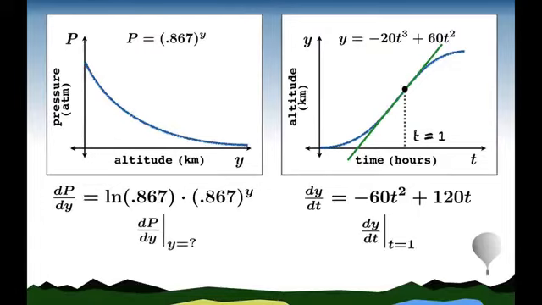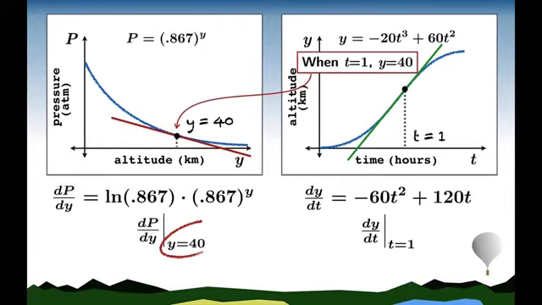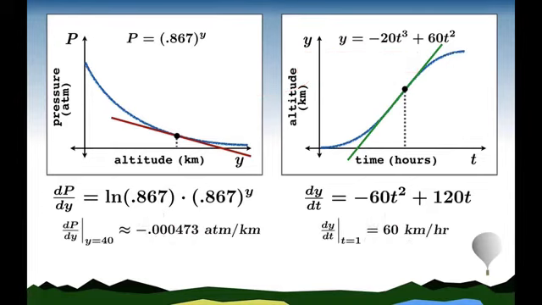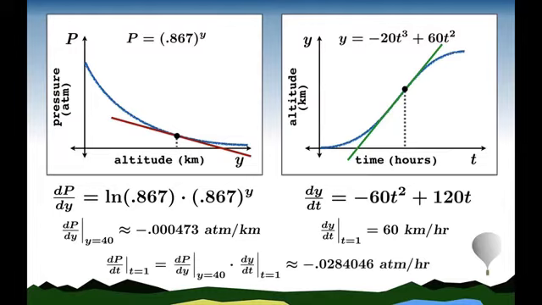For dp/dy, we need to know the correct y to use. But we can easily figure this out. The observation is that when t equals 1, y equals 40. So it's really when y equals 40 that we should be concerned. So we can plug y equals 40 into the left side and t equals 1 into the right side, and we will have the appropriate rates of change, which we can then multiply together to get dp/dt when t equals 1. In this case, we get about negative 0.028 atmospheres per hour.